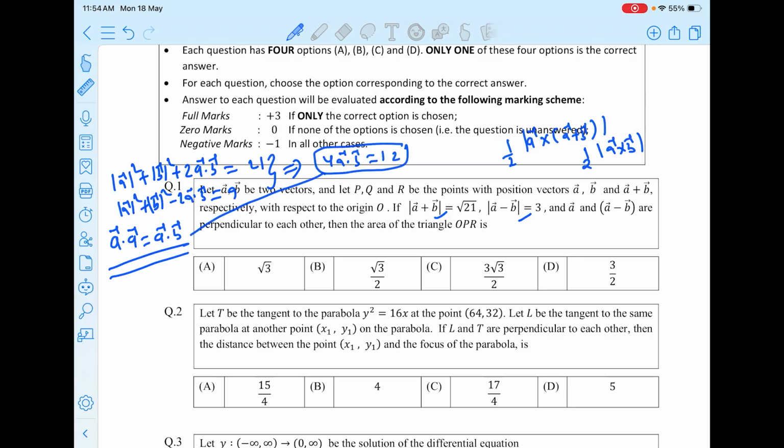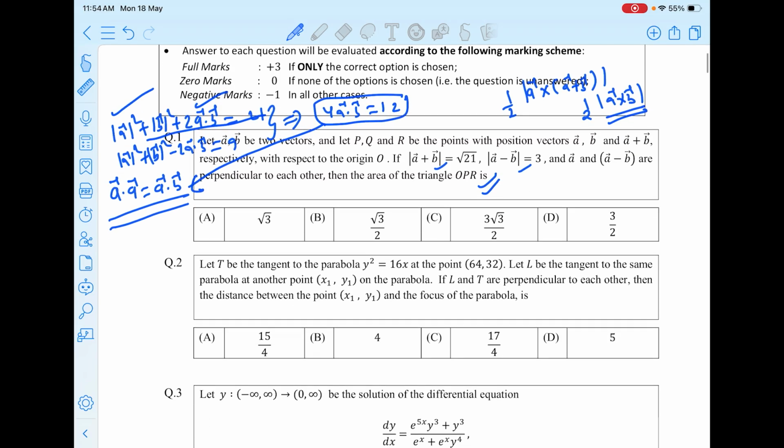Once you get A dot B, you will get the magnitude of A square. Once you get the magnitude of A square, you will also get the magnitude of B square by substituting A square and A dot B in the first equation. Once you get the magnitude of A and B, you can easily find the magnitude of A cross B using Lagrange's identity, which gives you the relation between A cross B and A dot B. Using that you can easily find the area of triangle OPR. So it's a very straightforward question. It's not difficult at all.